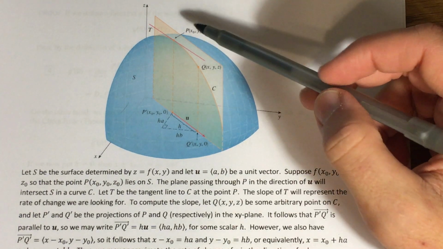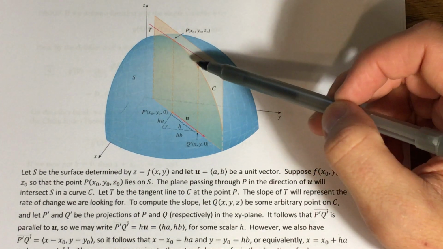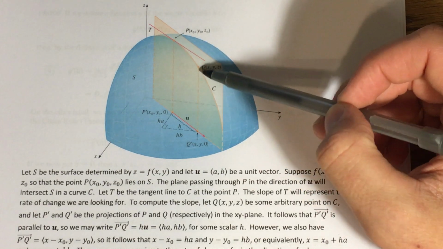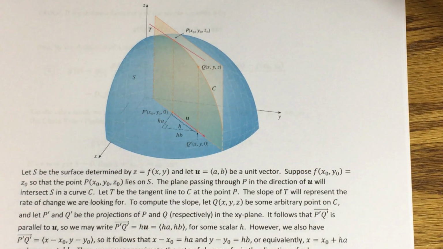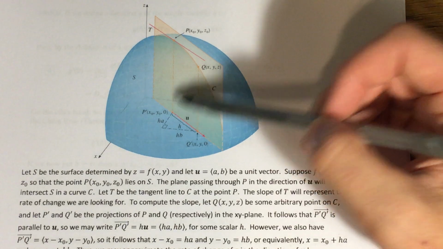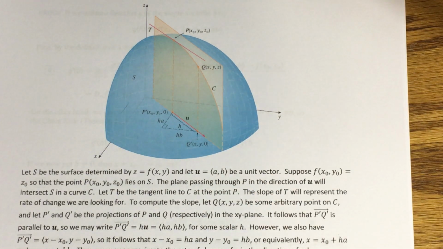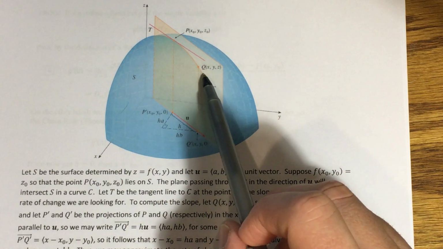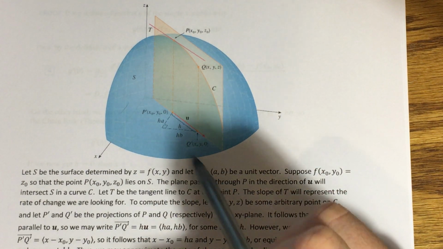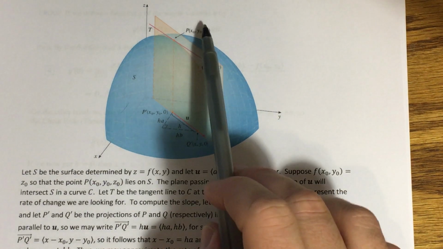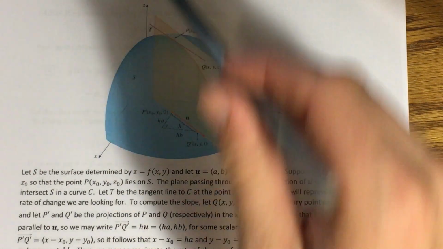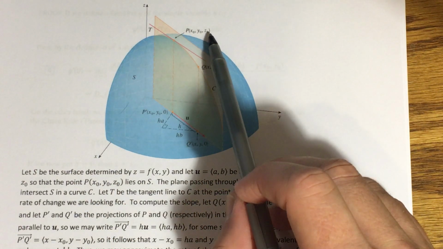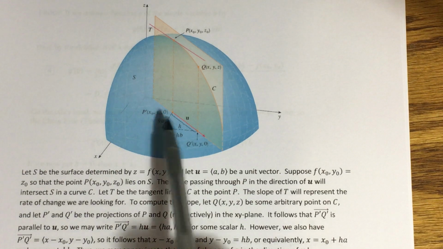But what we're going to do with those 2 points first is project them down into the xy plane. You can see how they get projected downward like this. I'm going to call the projection of P, P prime, and the projection of Q, Q prime. Notice that their coordinates are essentially the same as the coordinates of P and Q, but because they've been projected into the xy plane, the only difference is that the z coordinates are now zeros.